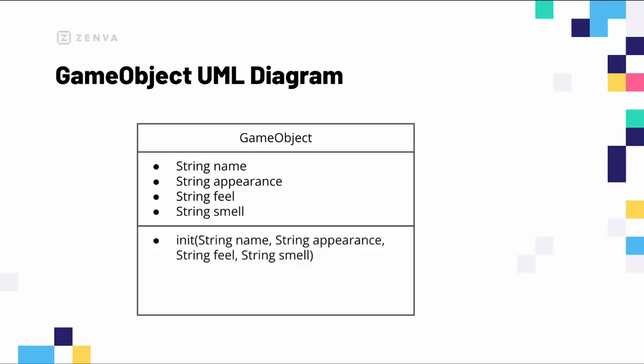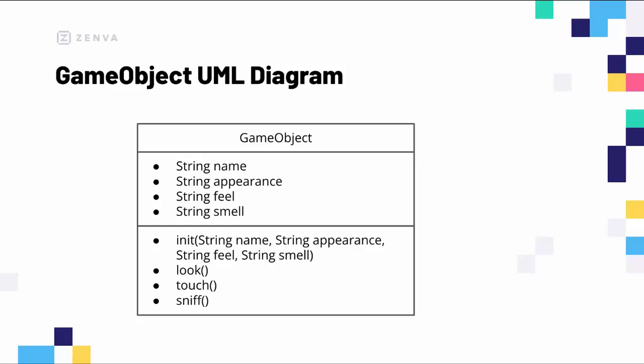We're going to need 3 more methods, which are going to be look, touch, and sniff, and these will be just ways to print out our appearance, feel, and smell properties. So when creating a UML diagram, the very top is the class name, the middle box is the fields or the properties, and the bottom box is the methods or the functionality that this class will have.